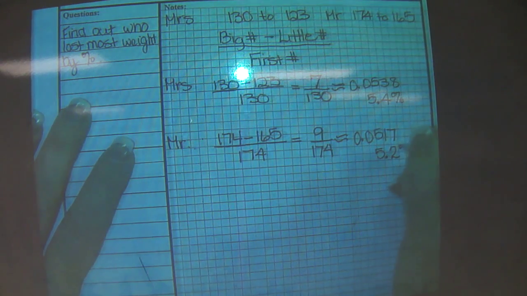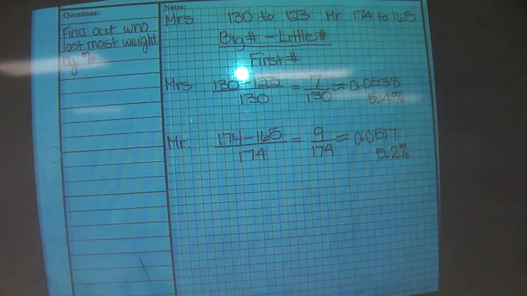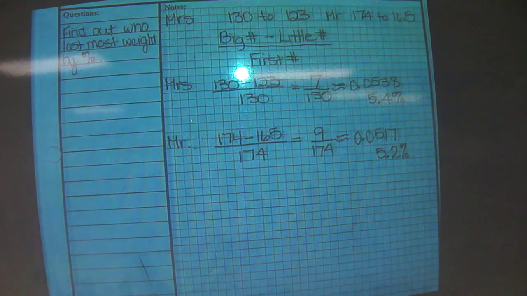What's his percent? 5.2. So who won, Mrs. Quark or Mr. Quark? Mrs. Quark. She only lost 7 pounds. He lost 9.